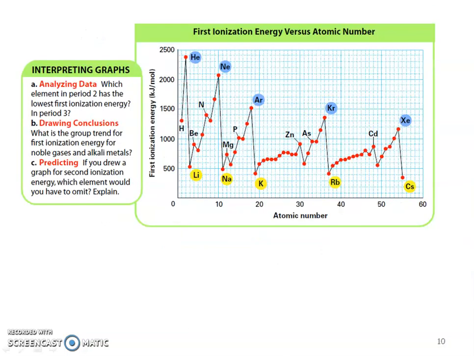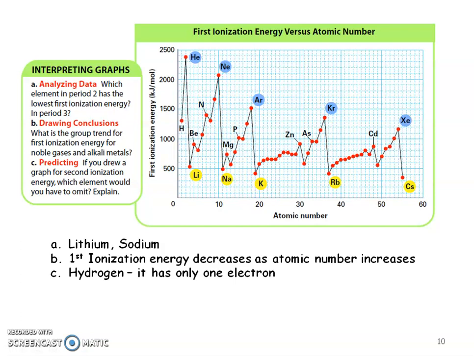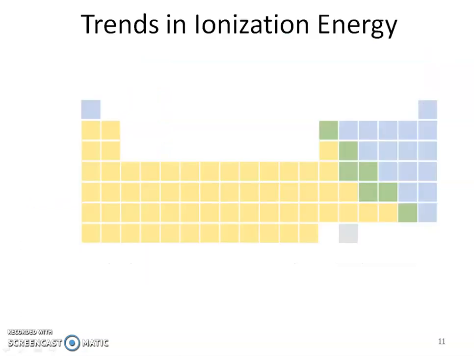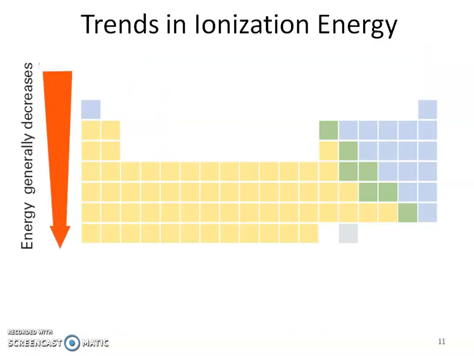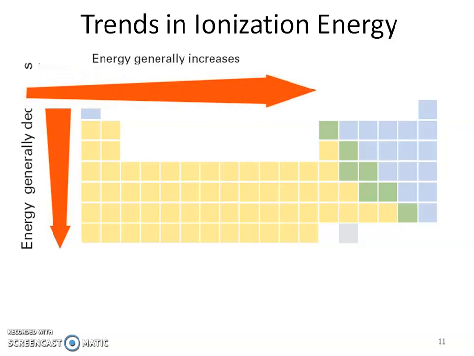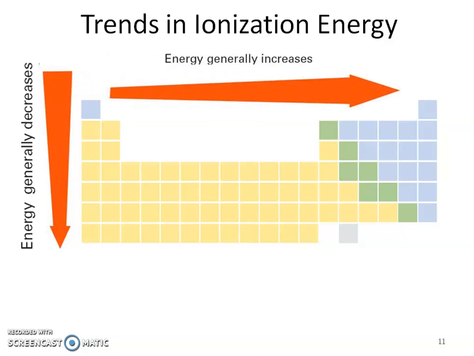So again, pause the video, look at that graph again, and see if you can answer A, B, and C. Hopefully you paused the video and came up with those answers, and hopefully that makes sense. So again, our trends in ionization energy are, as we go down, it gets smaller, and as we go across, it gets larger.